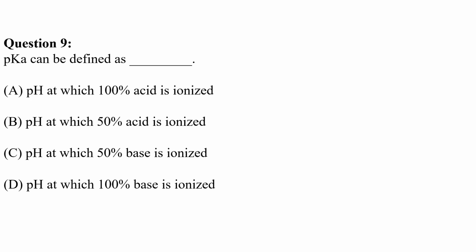pKa can be defined as dash. Option A, pH at which 100% acid is ionized. Option B, pH at which 50% acid is ionized. Option C, pH at which 50% base is ionized, and option D, pH at which 100% base is ionized.